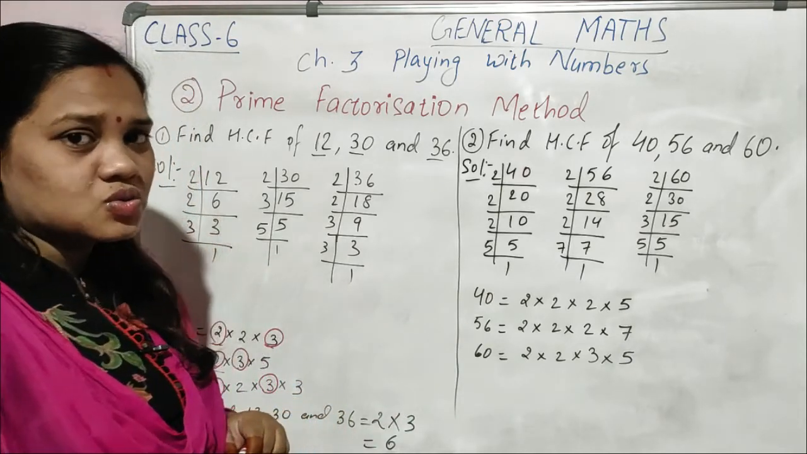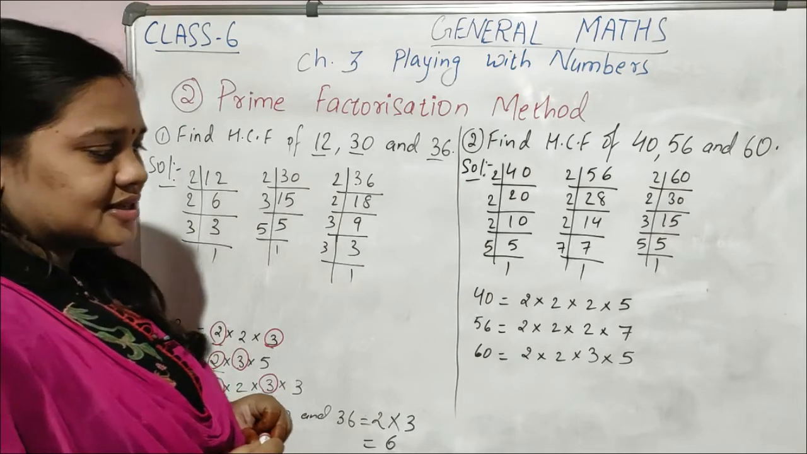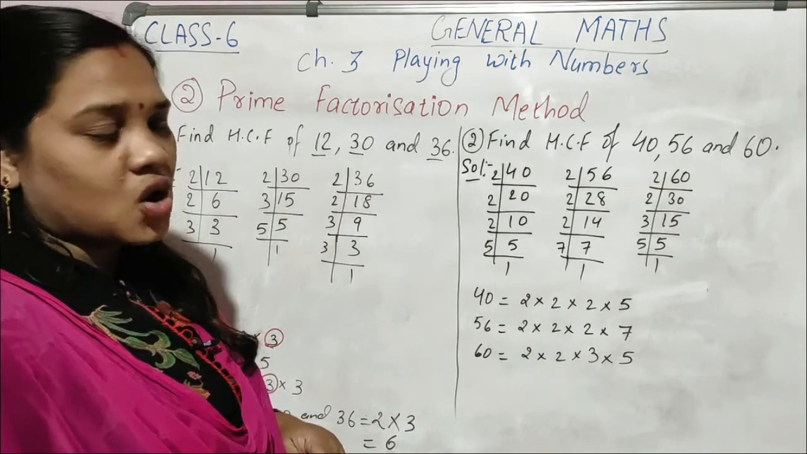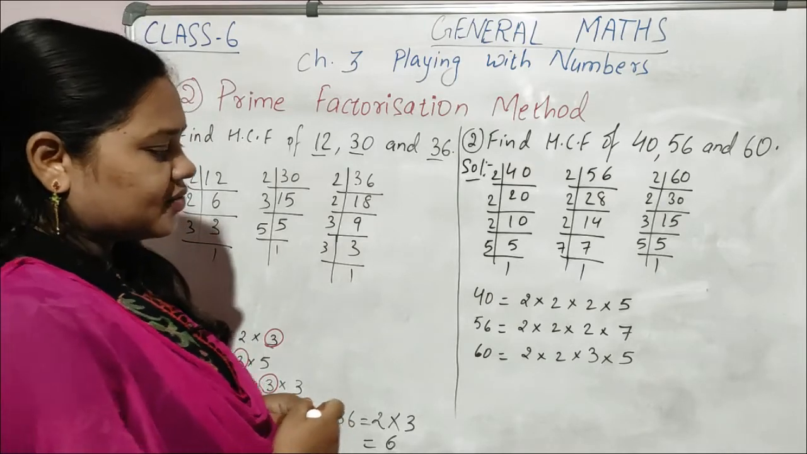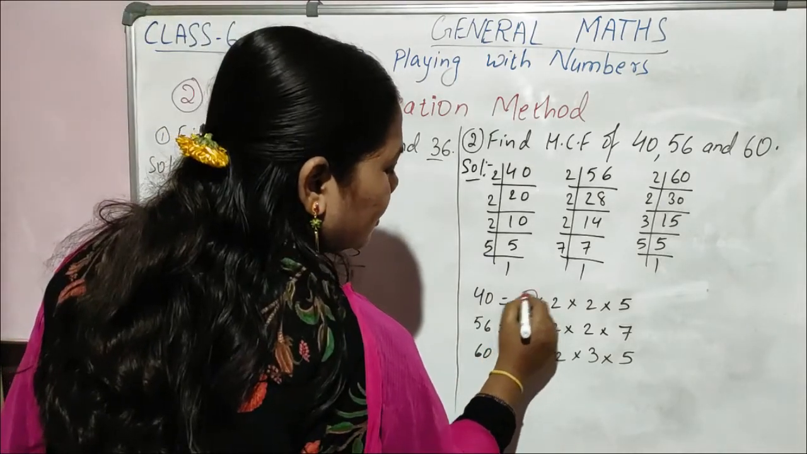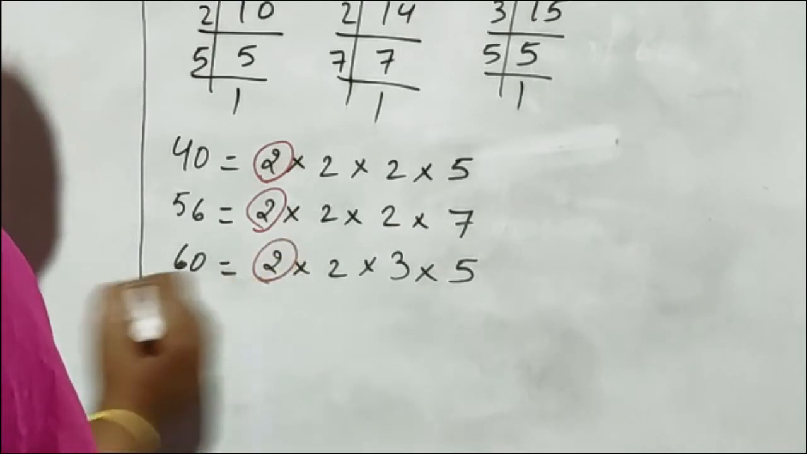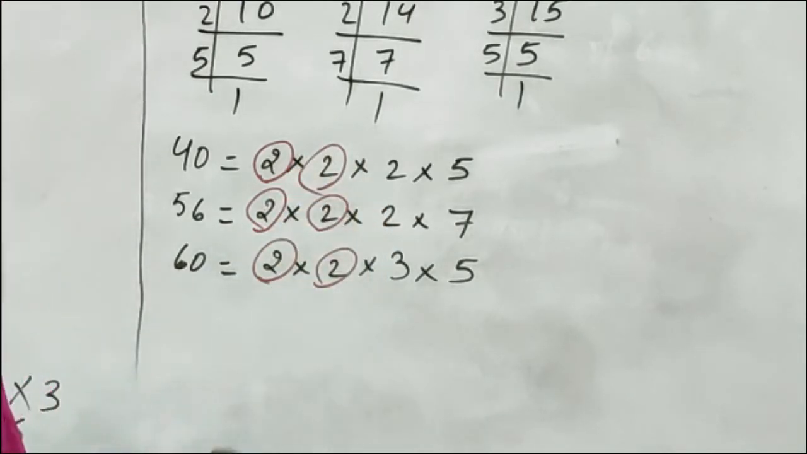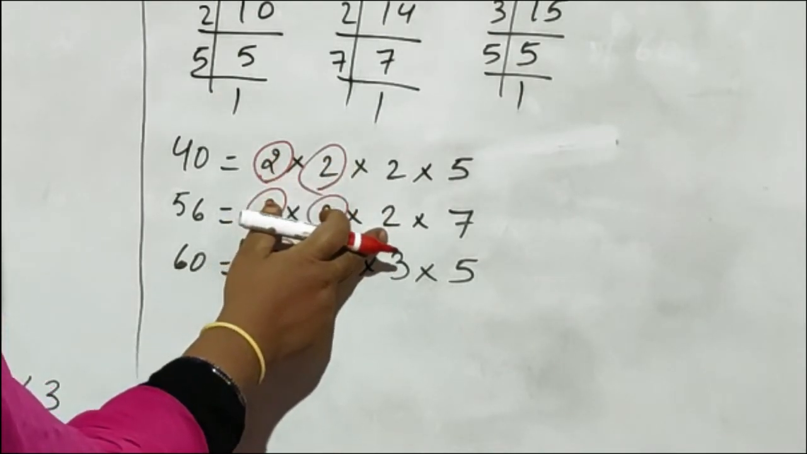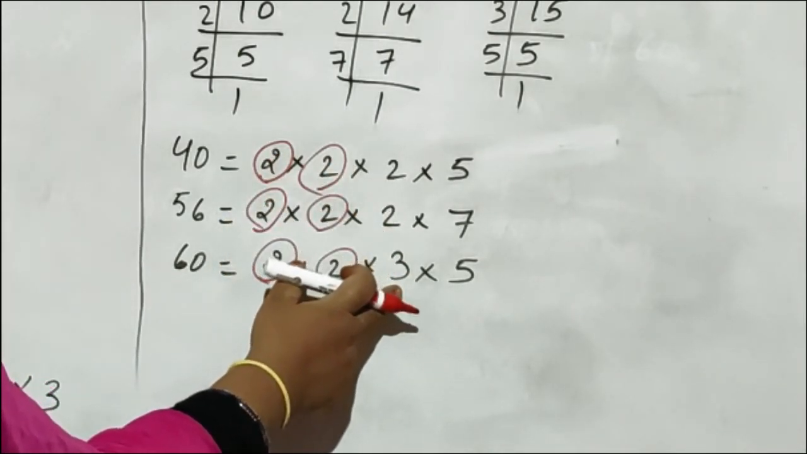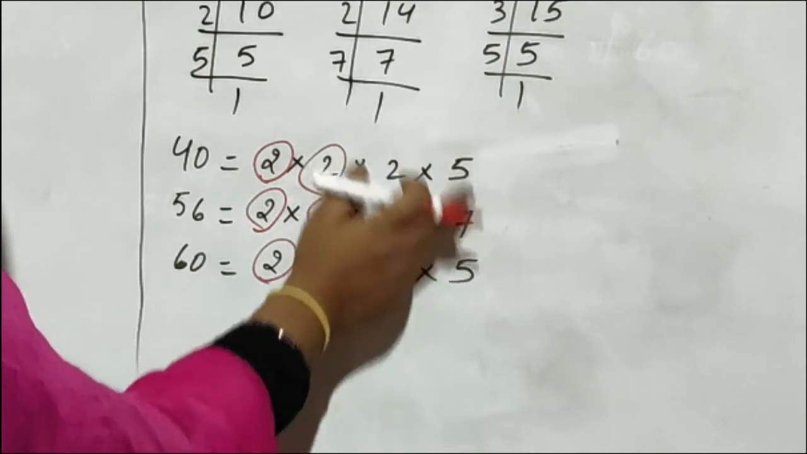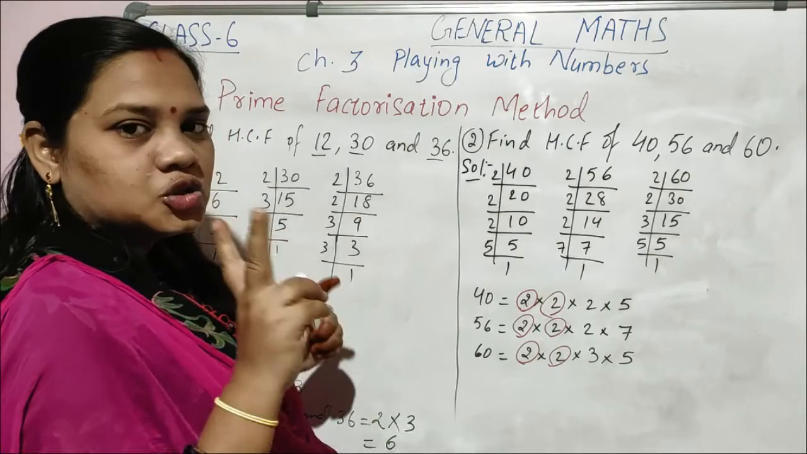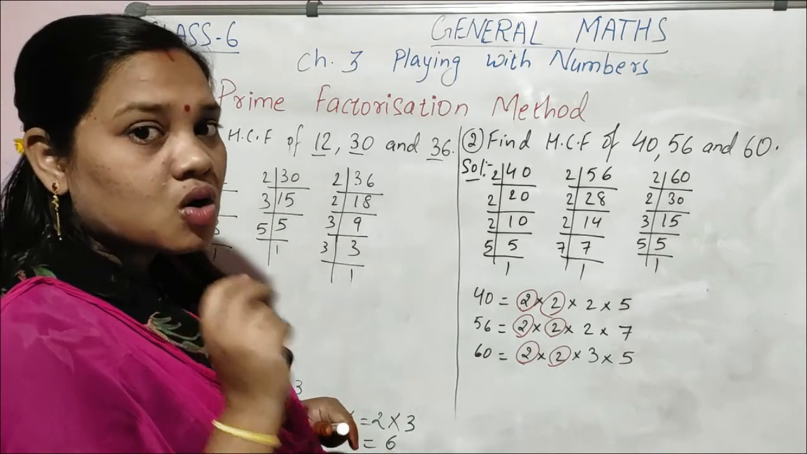Now second step is what? According to second step, what we had to do? Check all the common factors, common prime factors. What is common to all? 2 is common to all. Again 2 is common to all. Next 2, here 2 is there but here not there. So 5 in these 2 there but here not there. So we have only two 2s common to all.